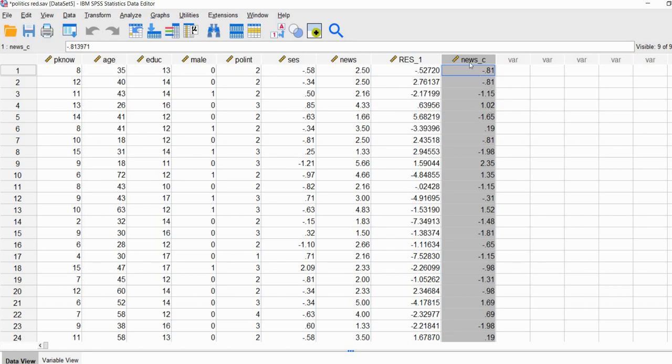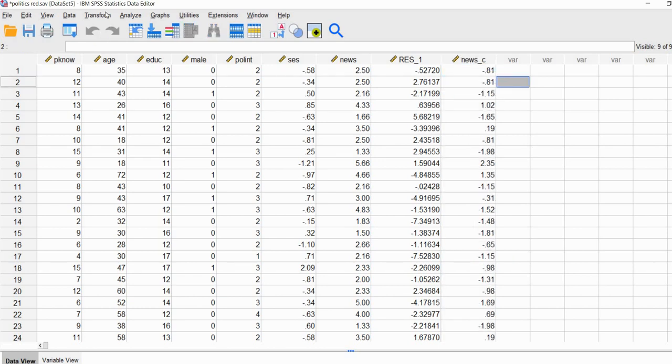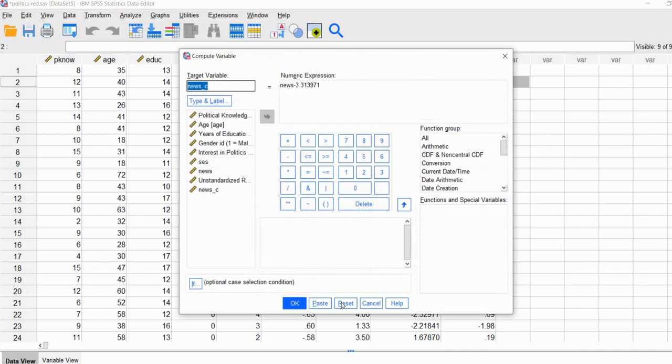Alright, so now we have that available for Model 1, if you will, modeling news consumption as a linear predictor of political knowledge. But we also need to square this and also cube this. So to do that, we'll go back to Transform, Compute Variable. I'm going to reset this, and create a squared variable and call it news_c_sq for square. For the numeric expression, we'll take our news_c variable, 2 asterisks and then a 2, which is basically raising the centered news variable to the second power. So this is what we're doing right here.